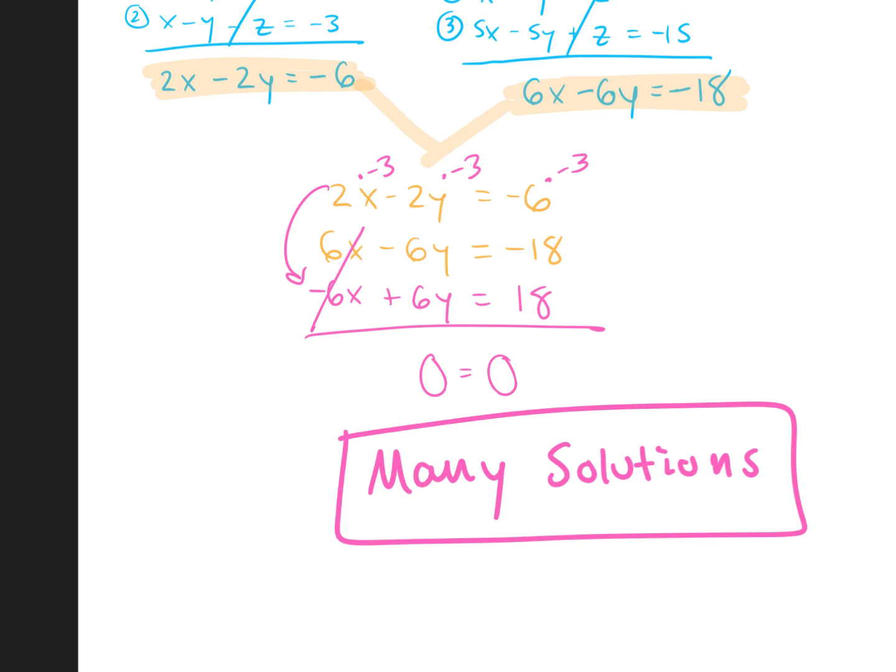So if you end up with 0 equals 0, if all of your variables cancel out, your answer would be infinitely many solutions or just many solutions. So the only time you're going to get no solution or many solutions is if all your variables cancel out. You have no variables left. If you still have an x there, remember, x could equal 0, y could equal 0. 0 is a number. So if you still have a variable left, it's not going to be no solution or many solutions. It's only when all your variables cancel.